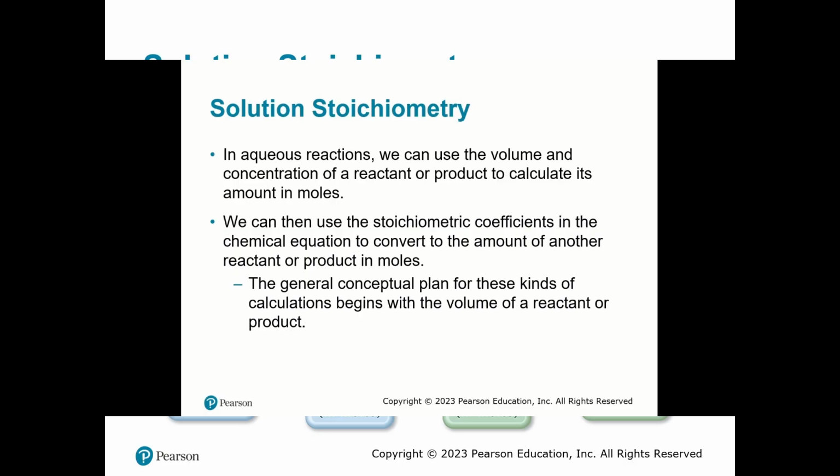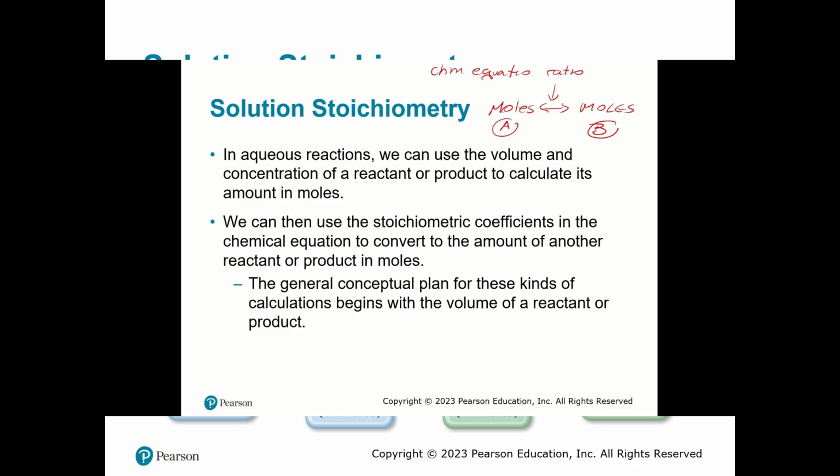Remember that in stoichiometry, we always need to work with moles. So if you have a mass, we're going to convert to moles. If you have a volume, you need to convert to moles. So if I have moles of A, I can find moles of B. It doesn't matter if this B is a product or reactant. So we're going to use the chemical equation ratio.